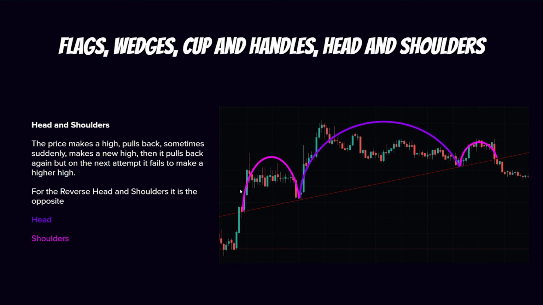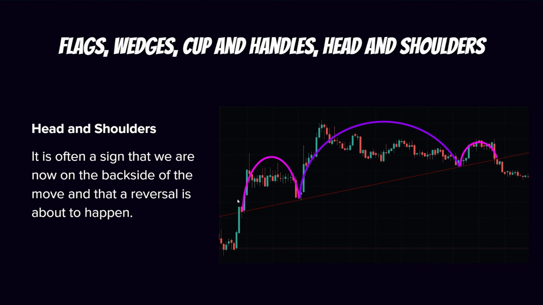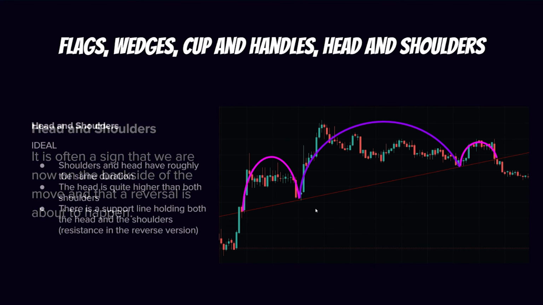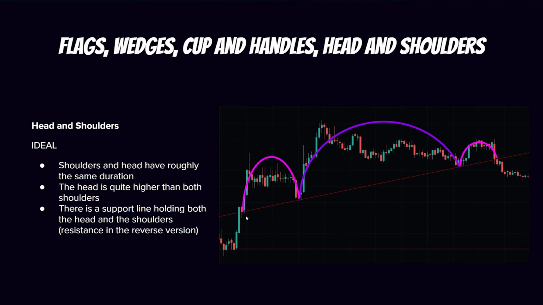Clearly, this is always a matter of chances. It can be the other way around. And then, as I said, it's a sign that we are on the backside of the move. Ideally, as I said before, the shoulders and the head, the head is in purple, the shoulders are in this magenta color, should have about the same time span.